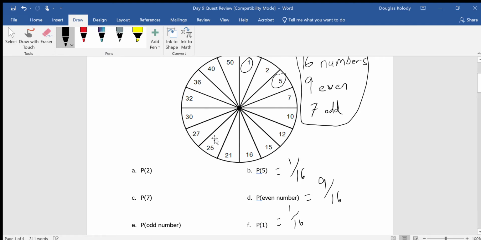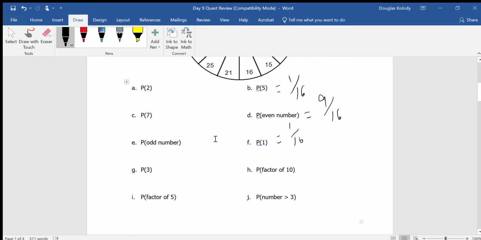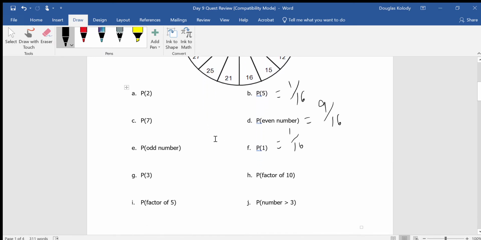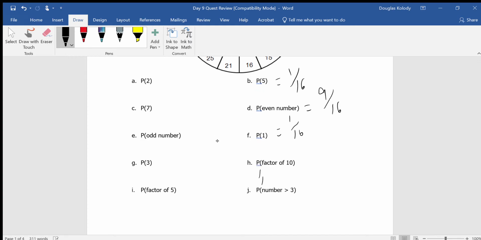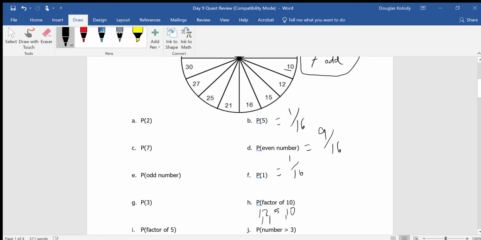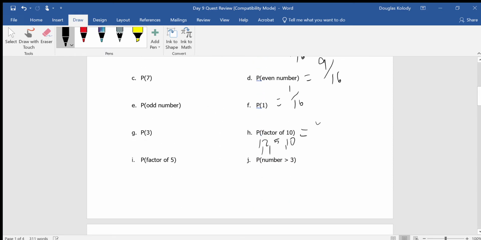Let me scroll down and I can scroll back up. The factor of 10, well, let's think about factors of 10. What numbers multiply to give you 10? 1 and 10, also 2 and 5. Are all 4 of those numbers on this spinner? 1, 2, 5, and 10. They all are. So that's 4 numbers out of 16. Recall that you need to reduce wherever possible. So this becomes 1 out of 4.